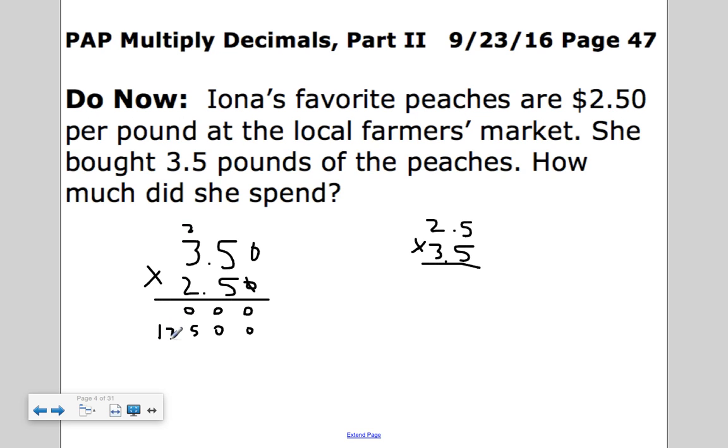I am done with the 10s. Now I need to put two placeholders. 2 times 0 is 0. 2 times 5 is 10. Carry the 1.